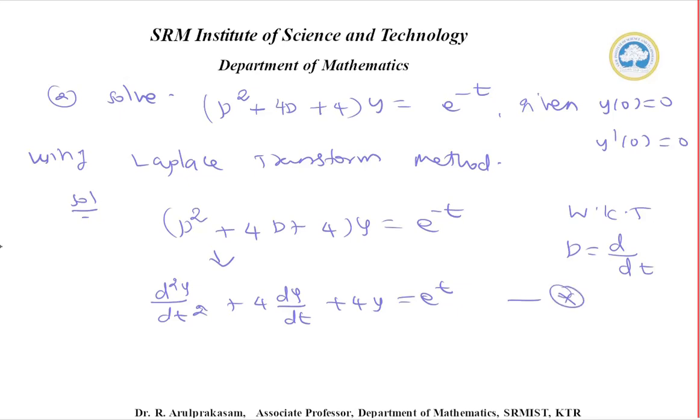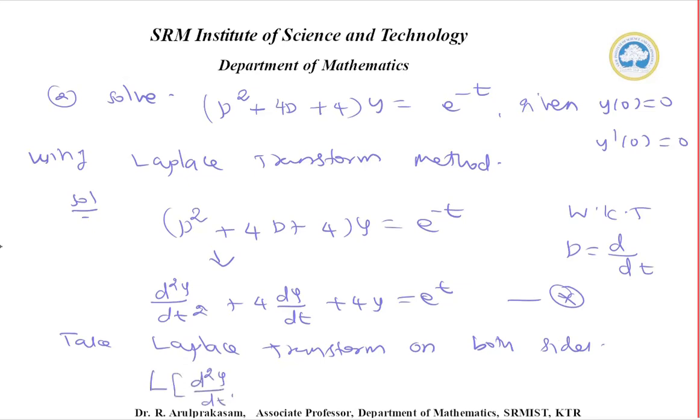So what is the rule I mentioned? First, take the Laplace transform on both sides. So L of d²y/dt² + 4 dy/dt + 4y is equal to L of e^(-t). Next, by the linearity property, I'm separating this equation like this.